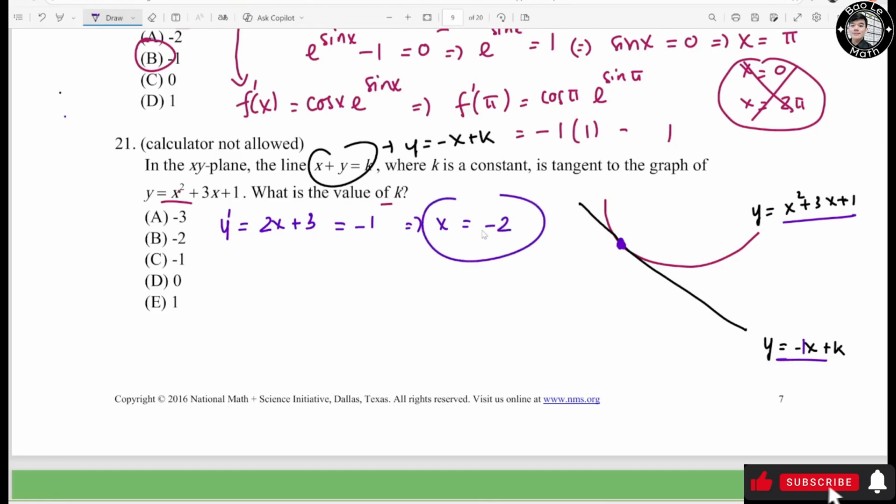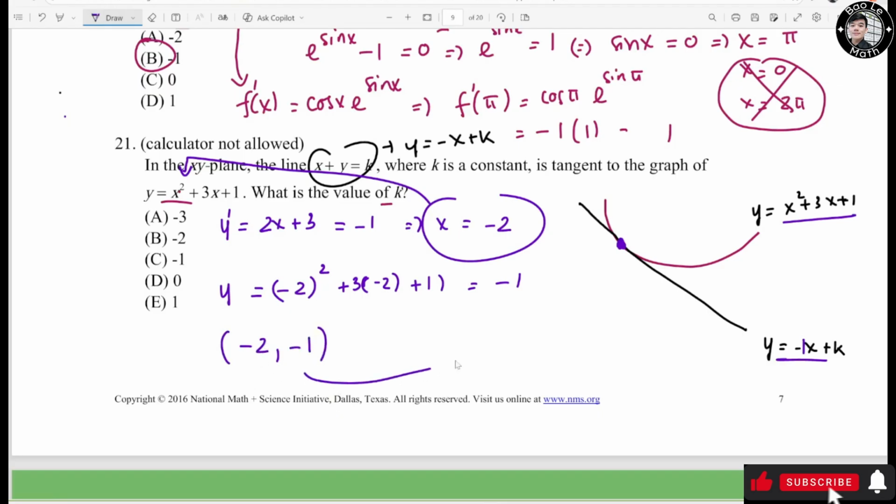Substitute negative 2 for s back into the function right here to solve for y. So we have y equals (-2) squared plus 3 times -2 plus 1. So it's going to be -1. So you have the ordered pair -2 and -1. So this point is also on the tangent line right here.